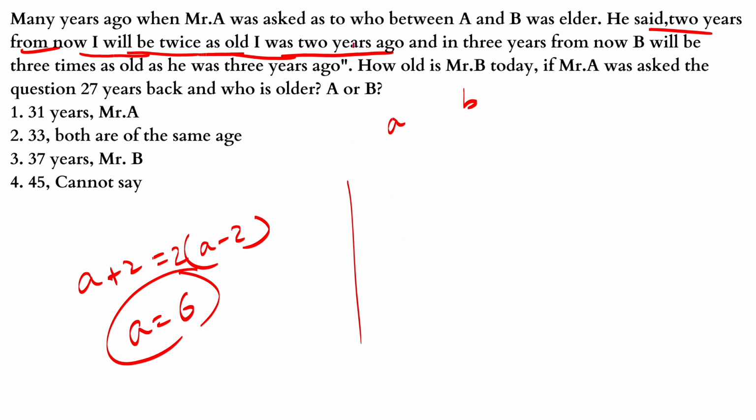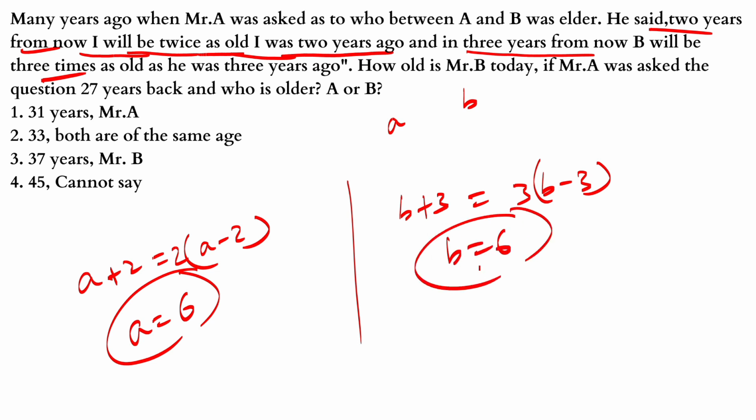If we consider the case of Mr. B, it will be 3 years from now. So B plus 3 will be 3 times as old as he was 3 years ago. Before 3 years, his age was B minus 3, and this is equal to 3 times. So 3 into (B minus 3) is equal to B plus 3. So if we solve this, we'll get B as 6.